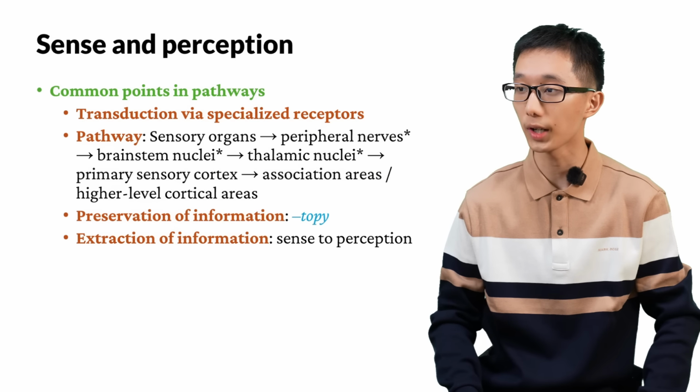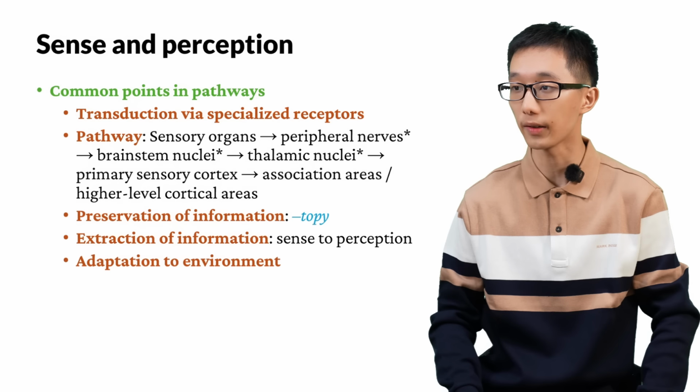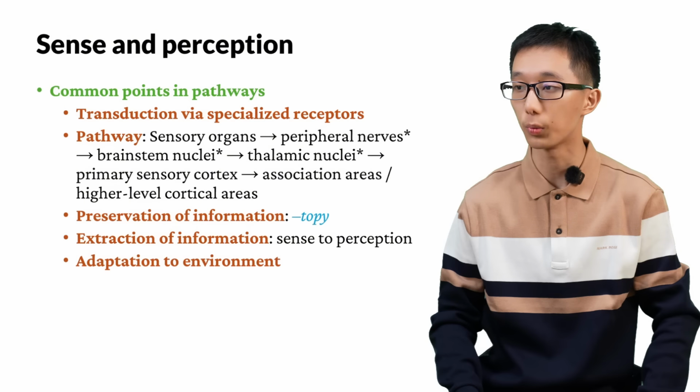We also have extraction of information. This allows us to go from sense to perception, to truly understanding what the stimulus is. And, of course, every sense can adapt to the environment. For example, if the environment is too bright, then our eyes will adjust.